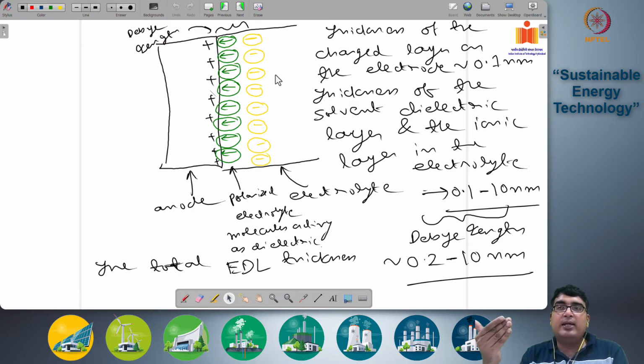That is where we are looking at 10 to the power minus 8 meters or 10 to the power minus 10 meters. If it's 0.1 nanometers, it's 10 to the power minus 10 meters. If it's 10 nanometers, it's 10 to the power minus 8 meters, because 1 nanometer is 10 to the power minus 9. Okay, so you have a very, very thin dielectric layer here.